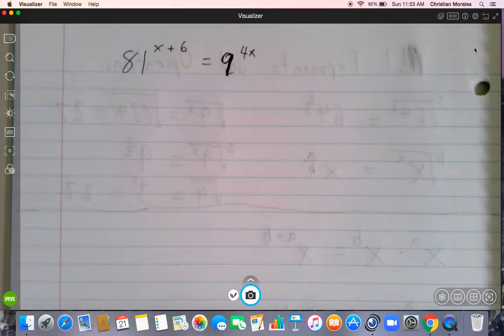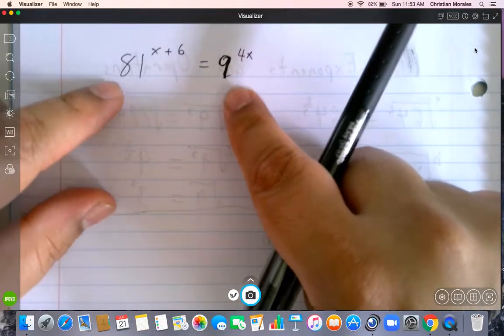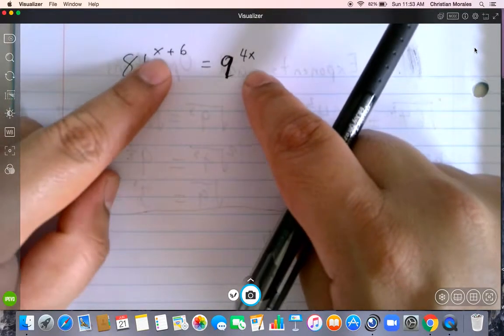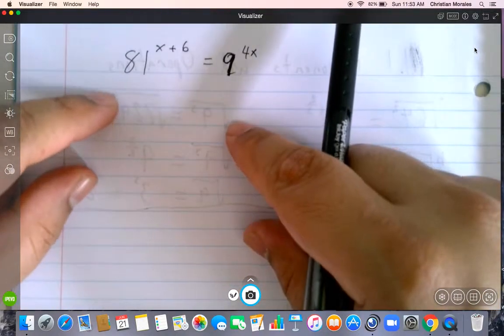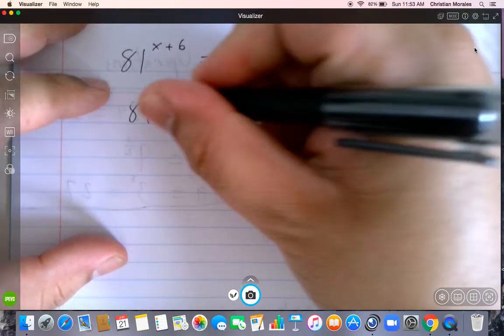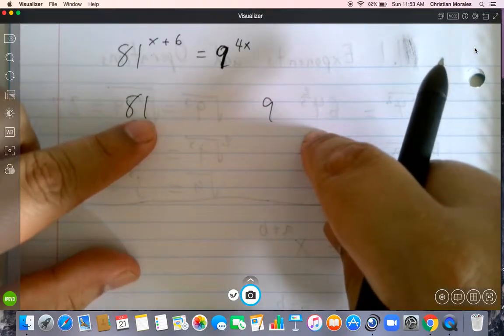Continuation of part one. This is probably the most difficult problem: when they don't have the same base. What do you do with problems that don't have the same base and you're trying to work with their exponents? What you have to do is change the base. So you have to look at these numbers. You have to look at 81 and 9 and say, okay, how can I write this as an exponent?